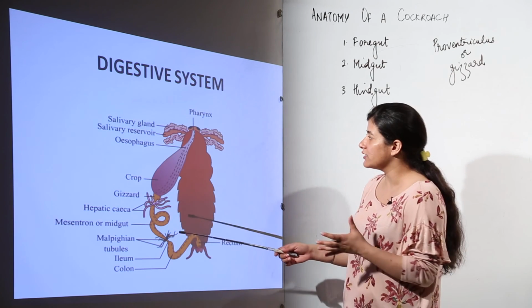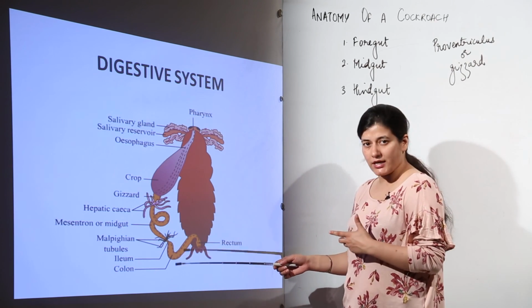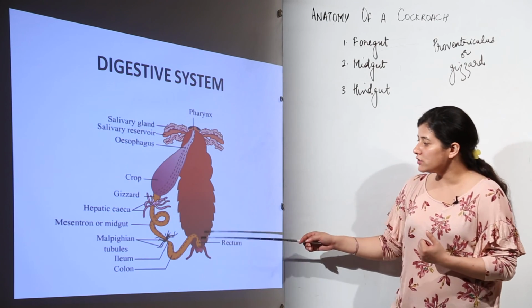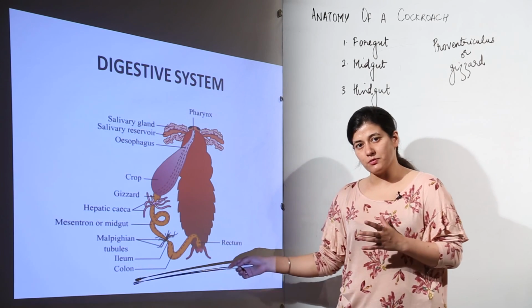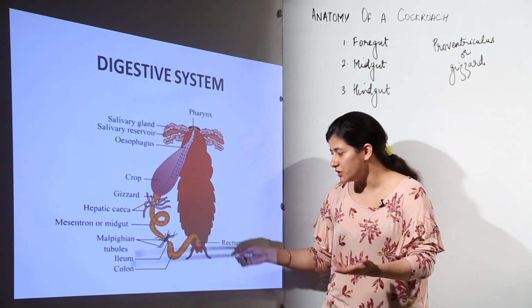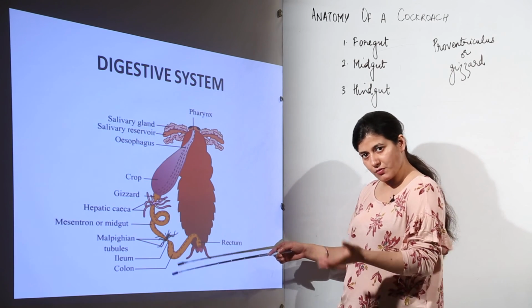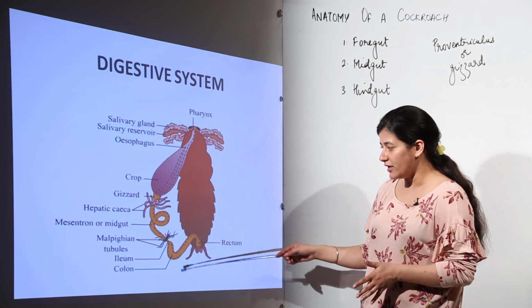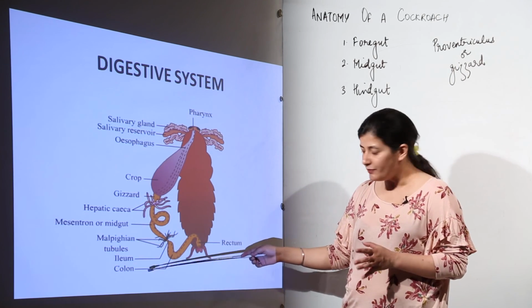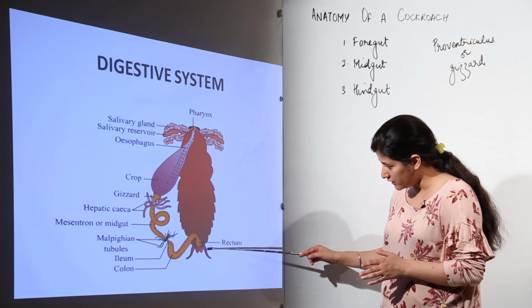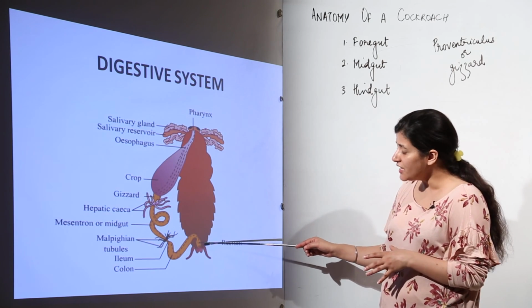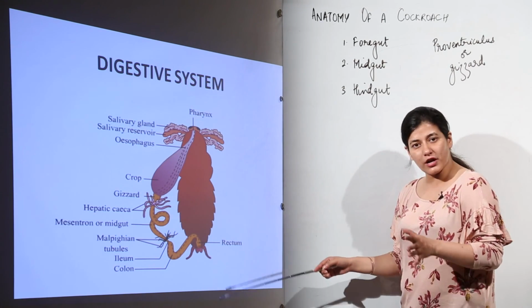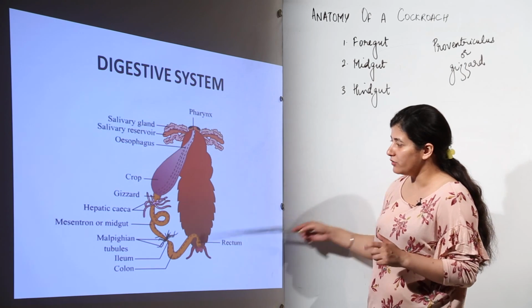You must be knowing that cockroach is a uricotelic organism, and it secretes uric acid, unlike we people, we secrete urea. So these Malpighian tubules would be responsible for formation of uric acid and throwing it out right into the hindgut so that it could be passed out of the anal opening. Now coming to the hindgut, it has an ileum, then there is a colon, and at the end of the hindgut there lies a rectum where the fecal matter would be stored for some time and would be thrown out of the anal opening. So this is about the digestive system.